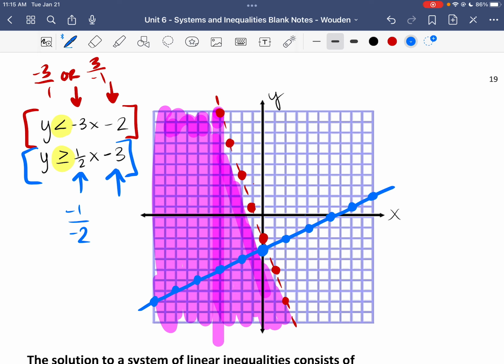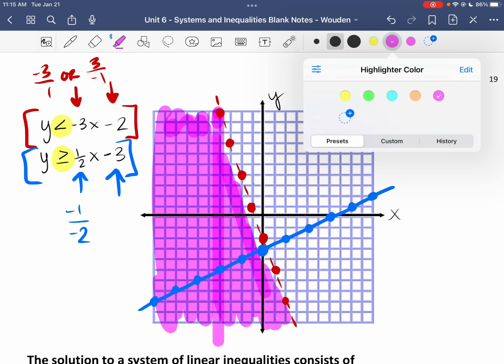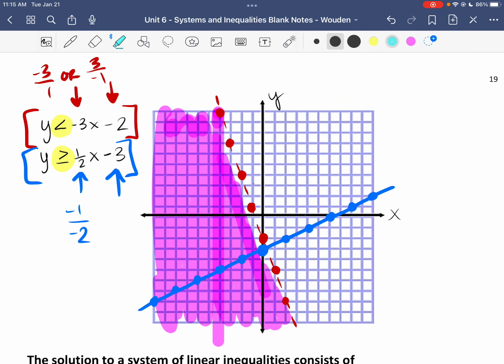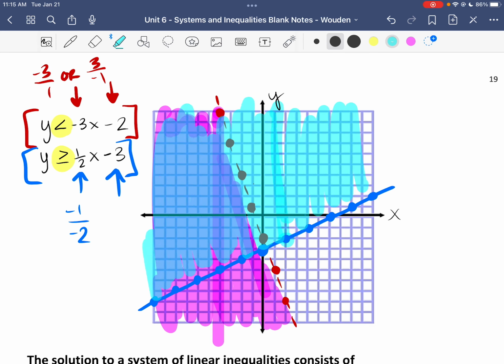Okay, now I need to decide where I am shading. So I know that it's greater than or equal to. So what I'm going to do is take a point on my blue line, and I'm going to either go up or down. Well, greater than is up. So that means I shade everything up from that line.